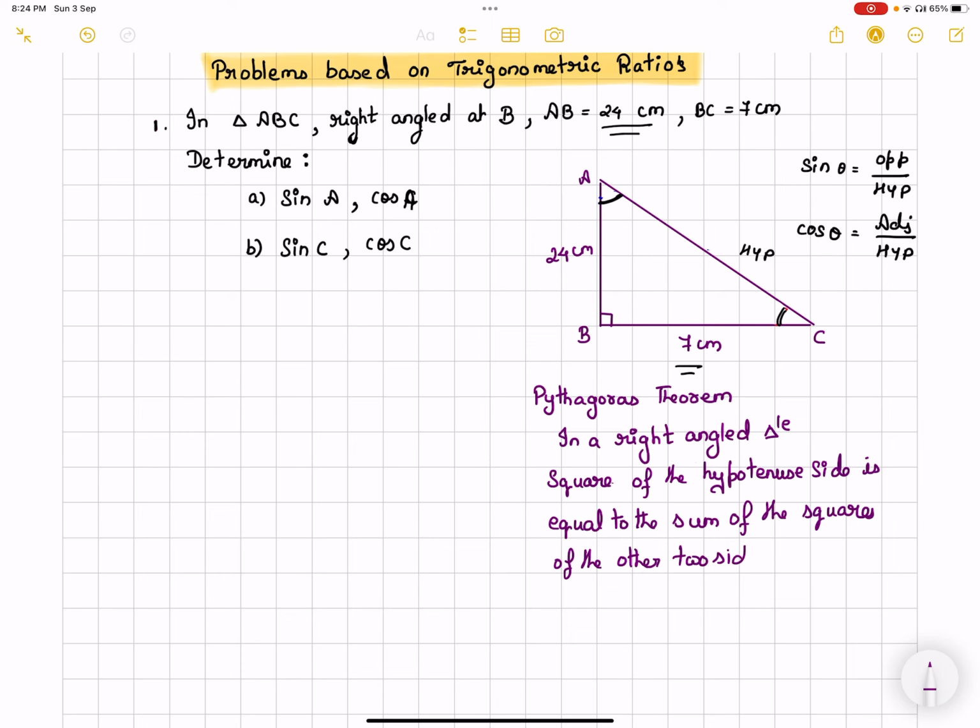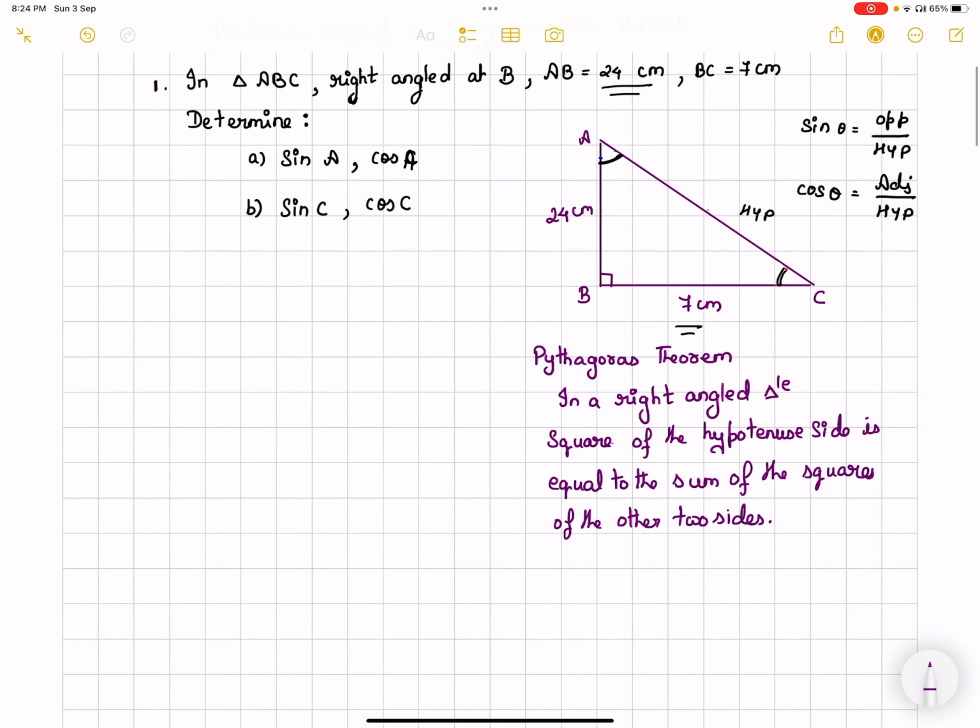What does this say? Hypotenuse square is going to be AC square as per our diagram. AC square is going to be equal to AB square plus BC square. That is what it states. If you are having a hypotenuse here, then the hypotenuse square is equal to 24 square plus 7 square. I would be using Pythagoras theorem to find out the missing side, and here the missing side is my hypotenuse.